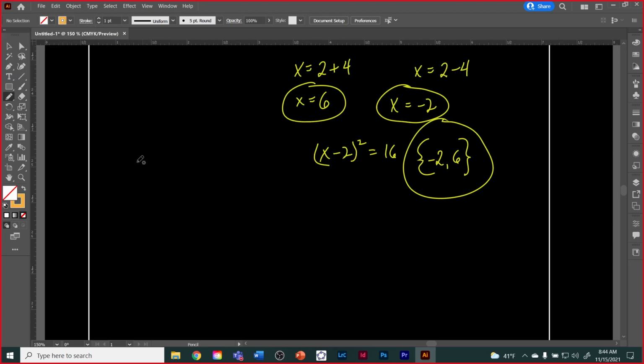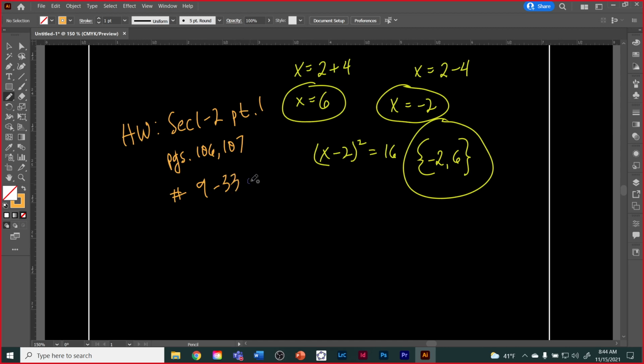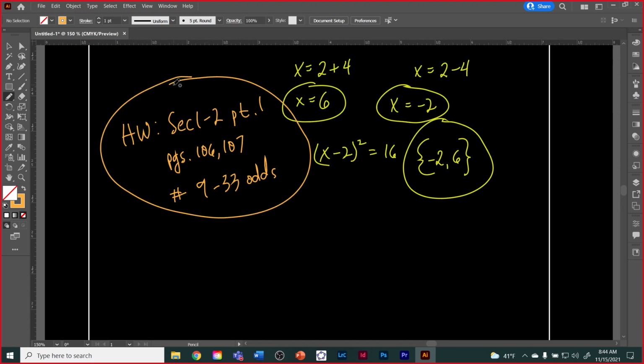Check it out. We actually finished a little bit early today. Unbelievable. So here's some homework. I was nice and didn't give you homework over the weekend, so here's your homework. We're going to call it section 1-2, part 1. I think we're going to have 3 parts to this section, okay? So this is part 1, and it's pages 106, 107, and it's 9 to 33 odd. There it is. That's your homework.